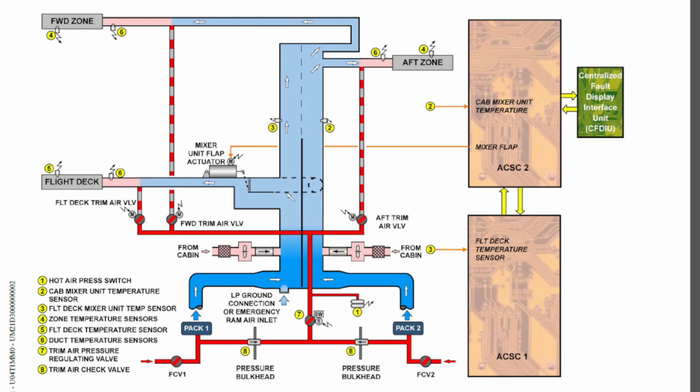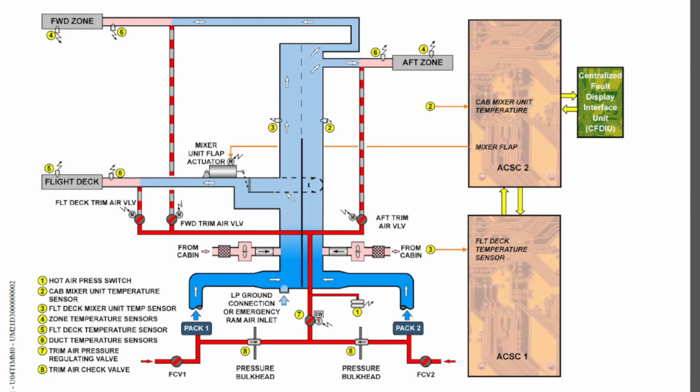Okay, next we'll discuss the components in the mixer unit itself. First, about the mixer unit. I told you that the function of the mixer unit is to mix air from different sources, and that you will find it located aft of the aft partition of the forward cowl compartment, below the cabin floor level.